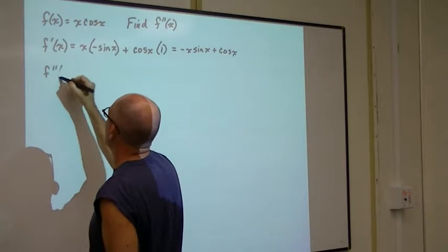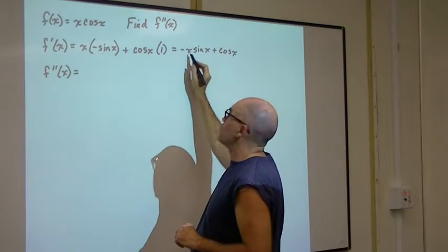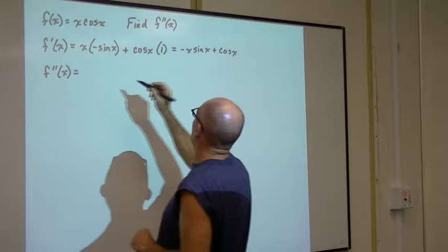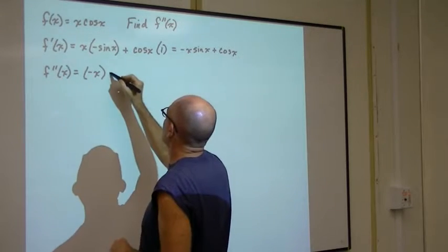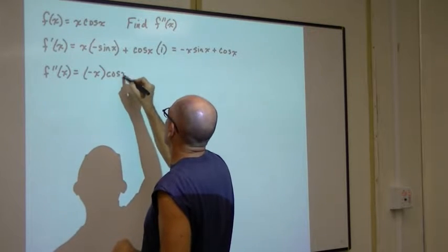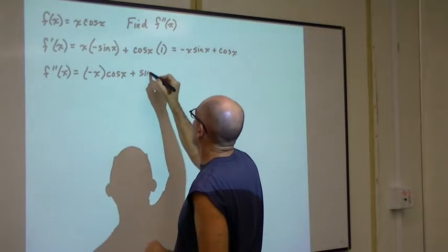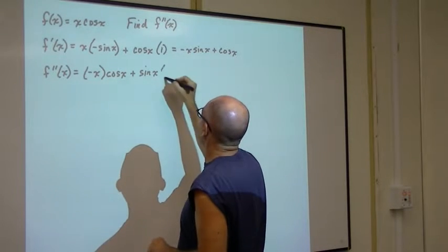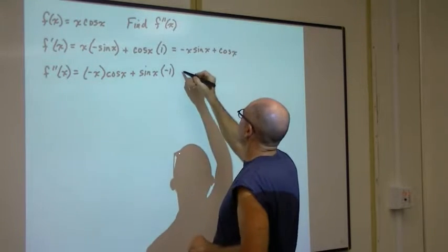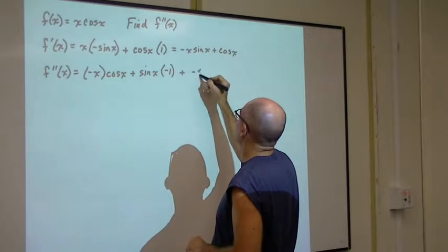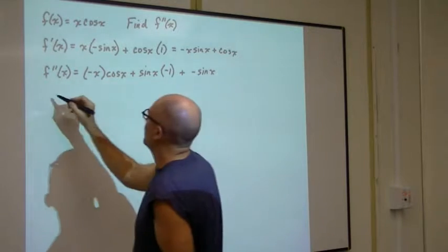So we go f double prime of x equals. Same thing here, we have a product, so we better use the product rule. So we have first times the derivative of the second, plus second times the derivative of the first. Now we take the derivative of cosine x, which is negative sine x. So now let's simplify this.